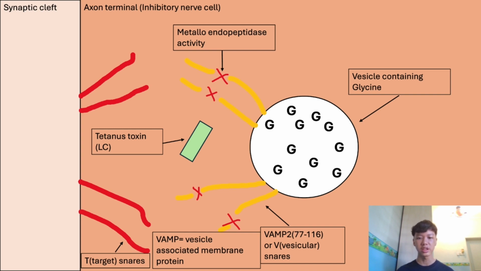The incomplete V-SNAREs will then be unable to bind to the T-SNAREs and initiate exocytosis of the vesicles containing glycine, an inhibiting neurotransmitter, to be released out to the synaptic cleft. This will result in uncontrollable muscle spasms in the patient with no stop.